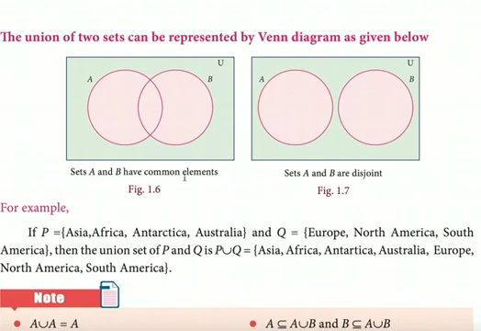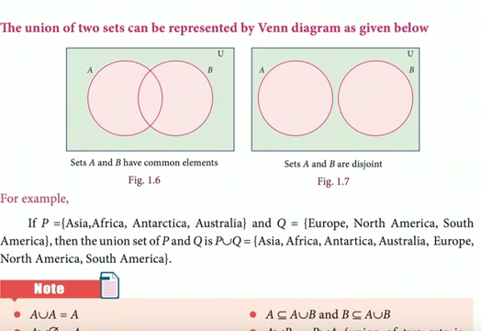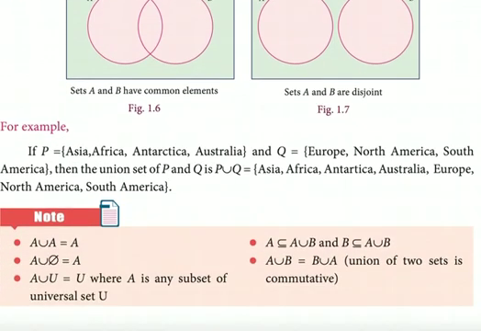This is the Venn diagram when A and B have common elements, and this is the Venn diagram when A and B are disjoint. For example, if P is {Asia, Africa, Antarctica, Australia} and Q equals {Europe, North America, South America}, then the union of sets P and Q is {Asia, Africa, Antarctica, Australia, Europe, North America, South America}.